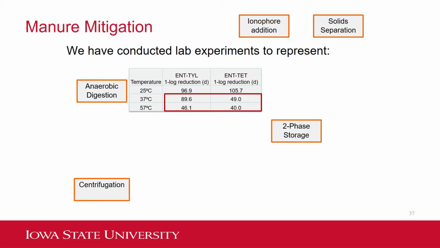Next, we looked at anaerobic digestion. We considered 3 different temperatures, and the results are the days for a 1 log reduction of tylosin and tetracycline resistant Enterococcus. And so just preliminary, you can see that at the higher temperatures there was a shorter period for that 1 log reduction to occur than at 25 degrees Celsius.